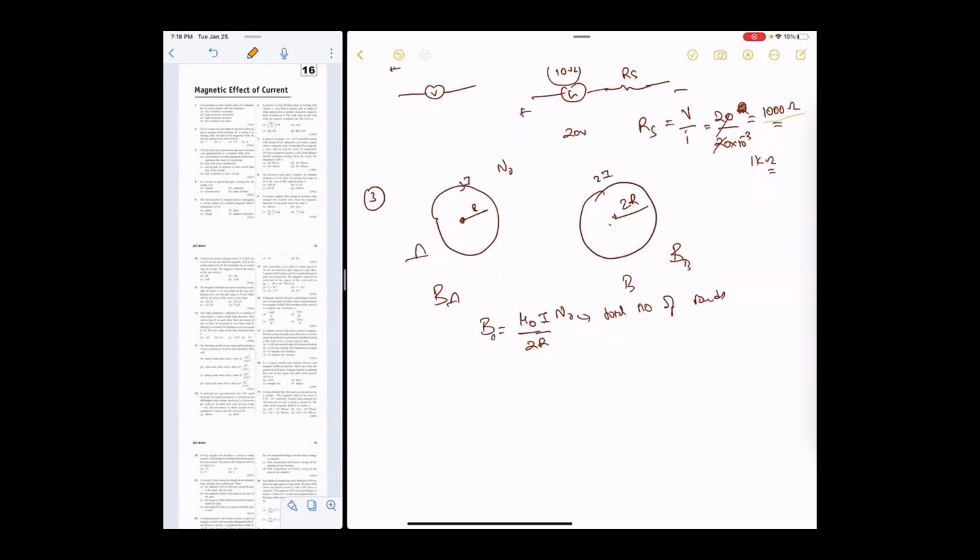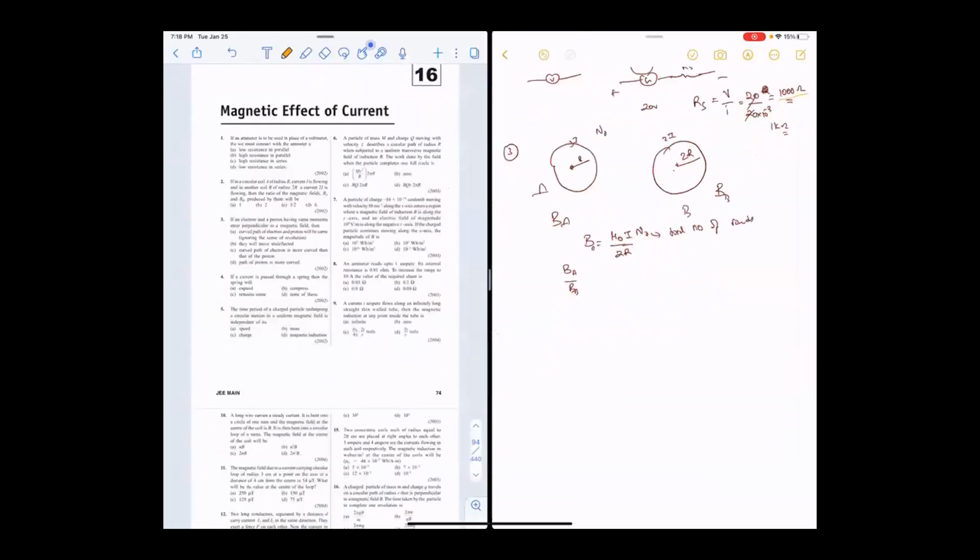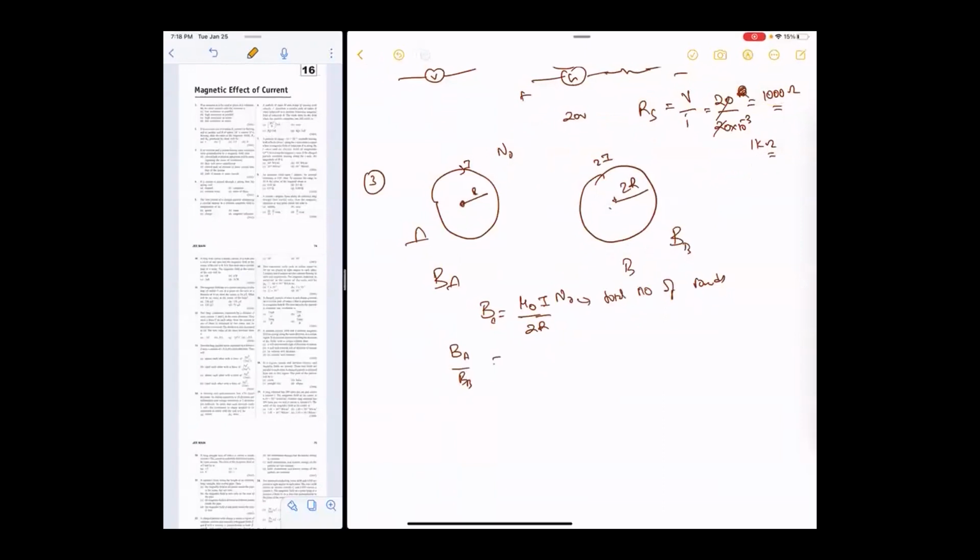Now, what he asked is the ratio of magnetic field in A to magnetic field in B, is it not? So in A, mu naught I into N naught, which is 1 as he gave, by 2R. And in B, mu naught into, what is the current in B? 2I. What are the number of turns? 1. What is the radius of B? 2R. So mu naught gets cancelled, I gets cancelled, R gets cancelled.